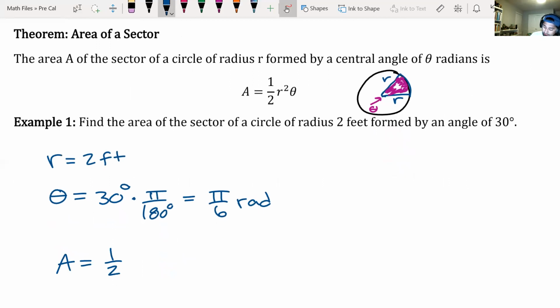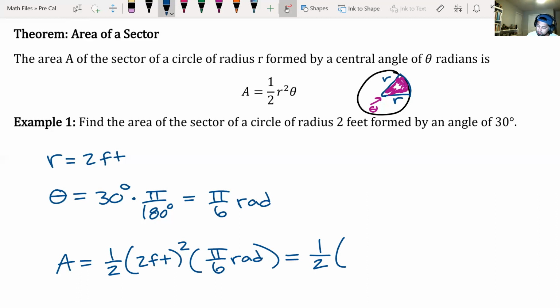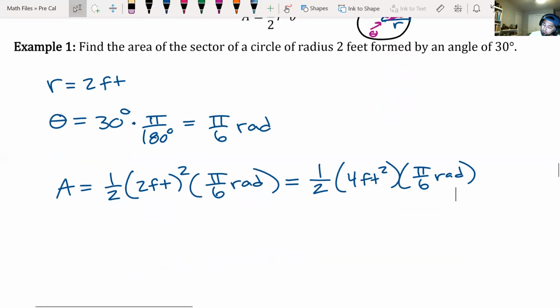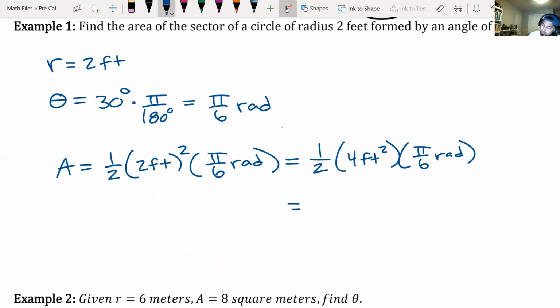Okay. Well, we have all the information we need, which means we can find the area just by plugging in the radius and theta. So you get 2 feet squared times pi over 6 radians. And then just calculate 1/2 times 4 square feet times pi over 6 radians. And that'll give me 2 square feet times pi over 6.